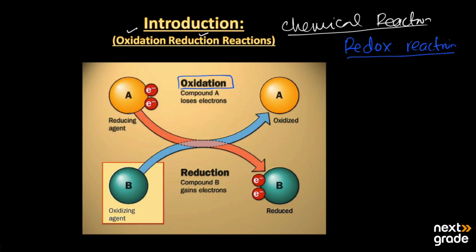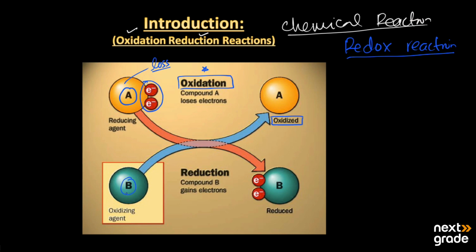Here we have an example. Likewise, there is an A and a B, an atom or an element. Now, A has the capacity to lose electrons. As we know, the process in which an atom of an element loses electrons is known as oxidation. And after losing the electrons, it will oxidize itself.